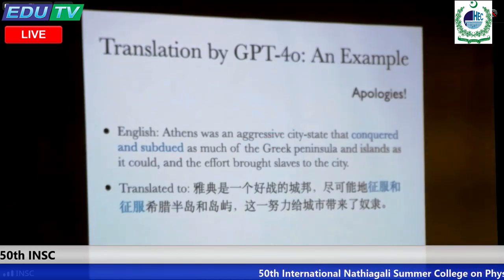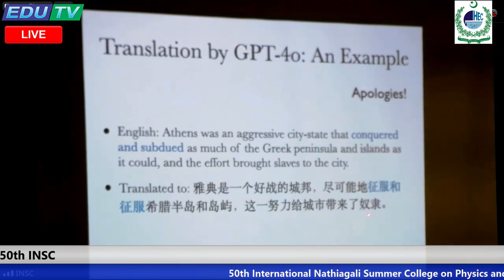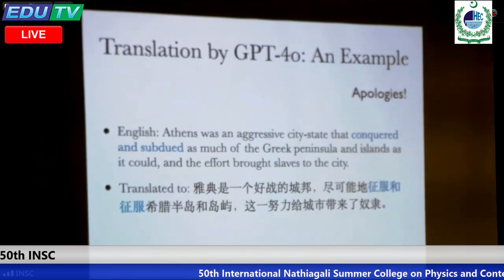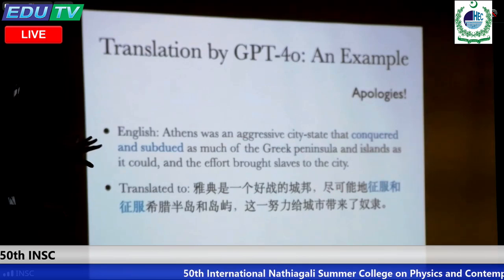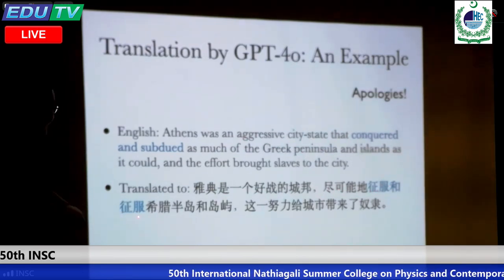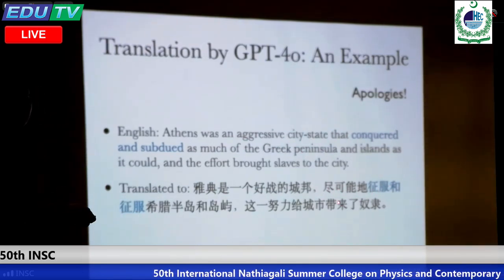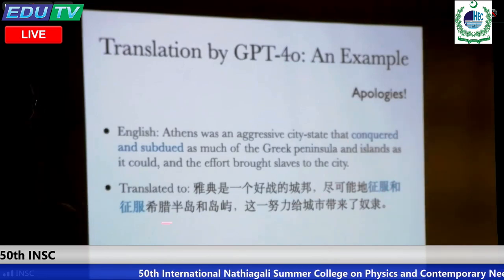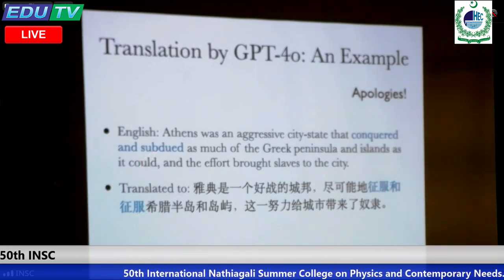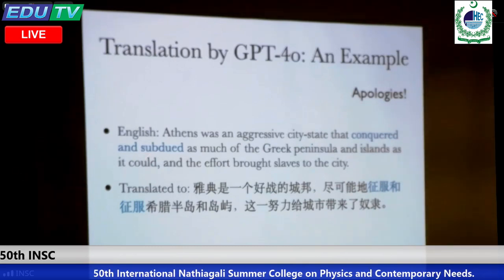If you want to do translation, what can we do? Here you can see the translation by GPT-4o. Sorry, this is Chinese, but basically you can see the problem. The two words are the same. The first word corresponds to conquer, the second one corresponds to subdue. Why do you think they are the same? Clearly, this is not ideal, right?